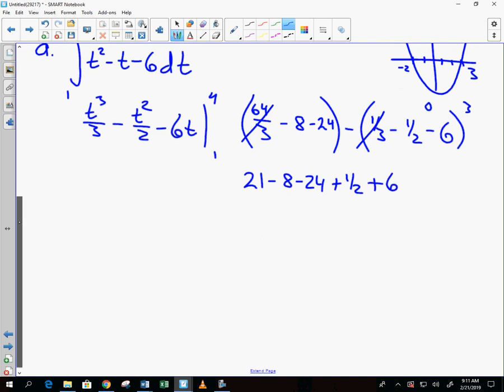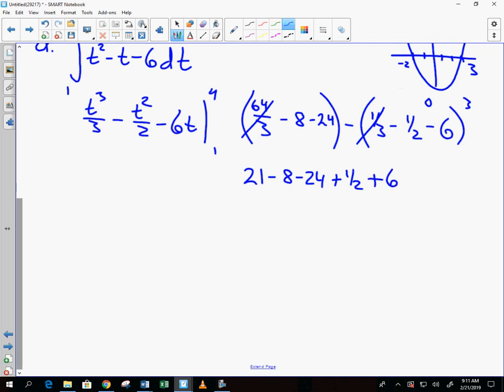Looks like I can combine some things here now pretty easily. 21 minus 8, 13. 13 minus 24, negative 11. Negative 11 plus 6, negative 5. Negative 5 plus 1/2, negative 4.5, or negative 9/2.